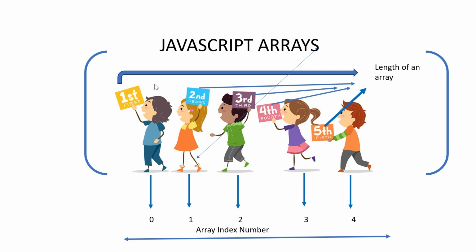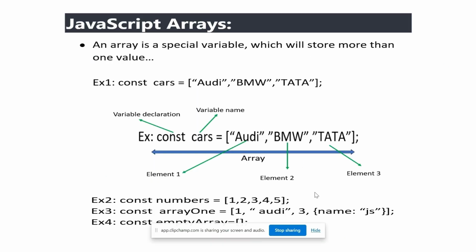In this video, we will discuss JavaScript arrays. Okay, let's get started. An array is a special variable which will store more than one value. It may be a string, it may be a number, or it may be an empty string, or it may be an empty array, or it may be an object.